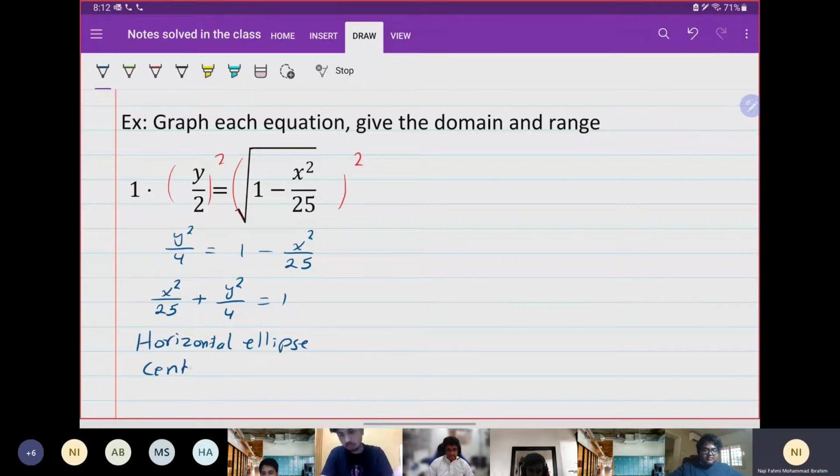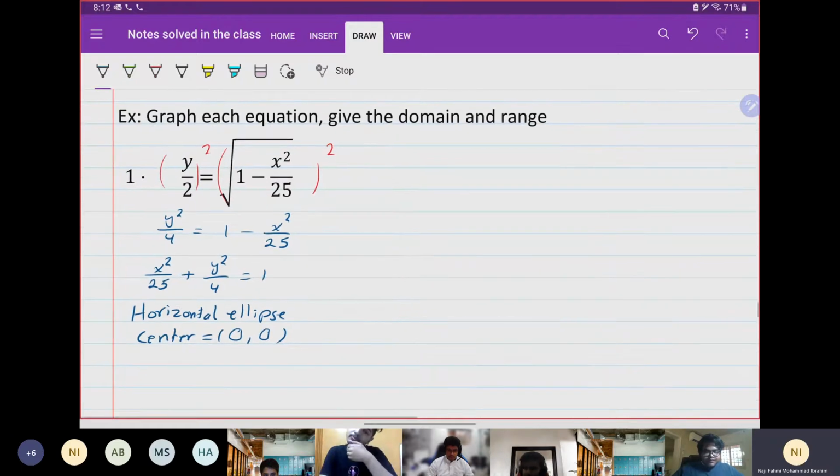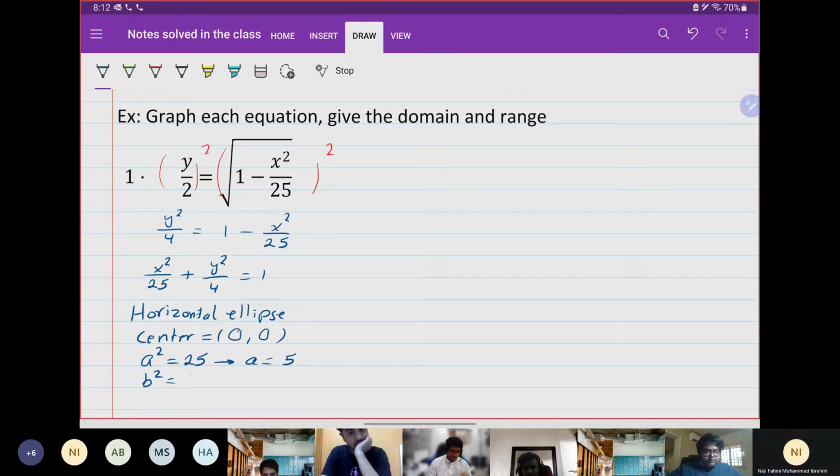What's the center? 0 and 0, because the values of H and K, if you remember them. Now, how much is A squared? 25. So A is 5. B squared is 4, so B is 2. Now he's not asking me to find the foci, so there's no need to find the value of C. He just wants me to graph.